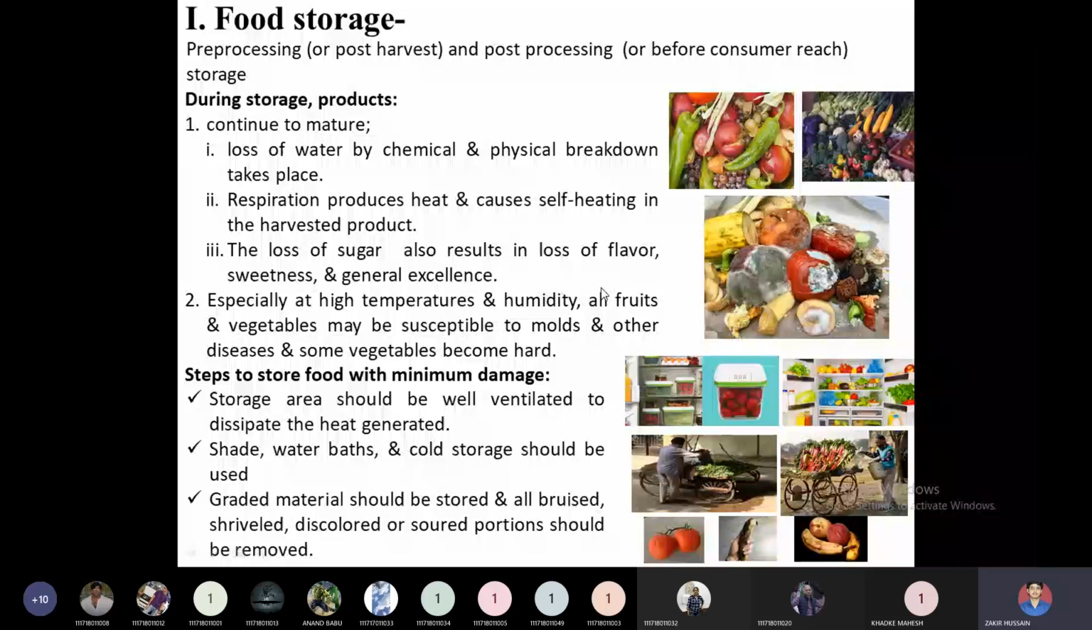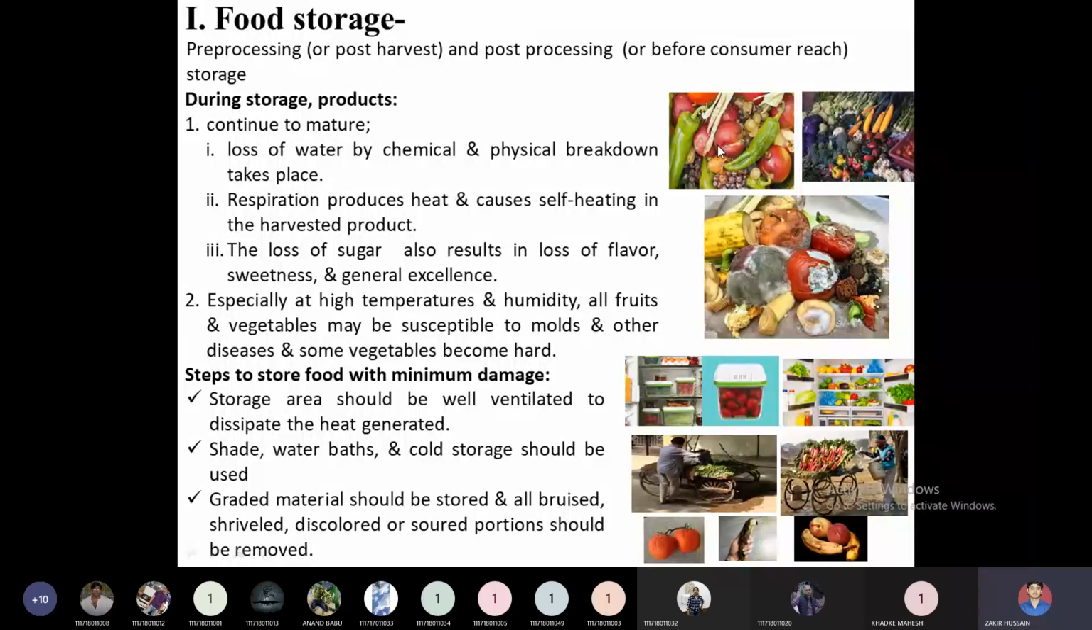Not that much, completely water cannot be removed. The water breakdown will take place. Because of that, it will have respiration. Because every fruit or every thing will have respiration, it will produce some heat inside. That self heat will ripen that fruit or vegetable. That ripening will happen through the loss of sugars inside. Then the flavor will be lost, and the sweetness or the natural excellence present in that particular fruit will be lost.